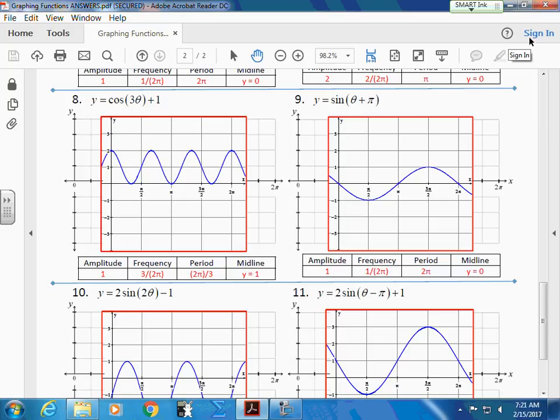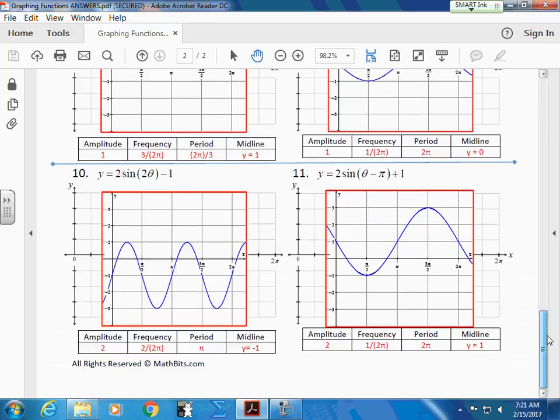Because sometimes they have more than one thing going on. I'm going to skip that phase shift for a minute and come down to here. This one had a couple of things going on. This one is a good one. What does this 2 mean? Amplitude 2. So right away, I'm 0, 2, 0, negative 2, 0.